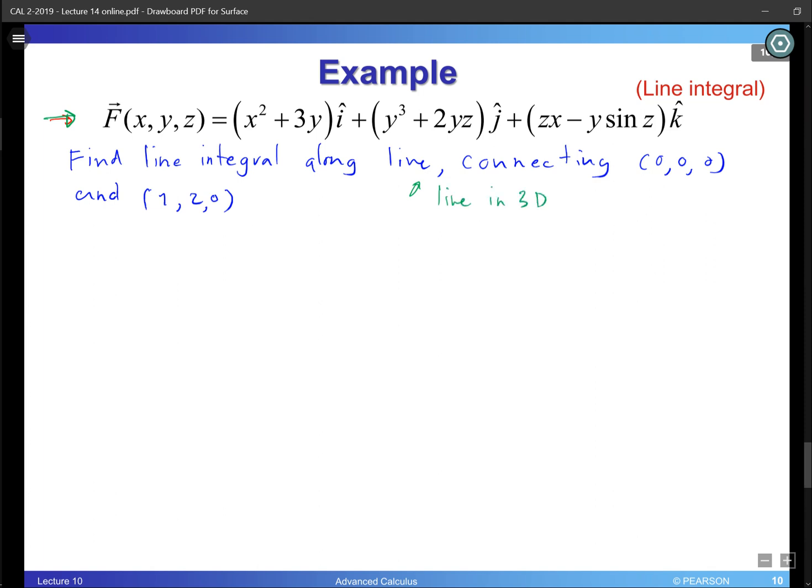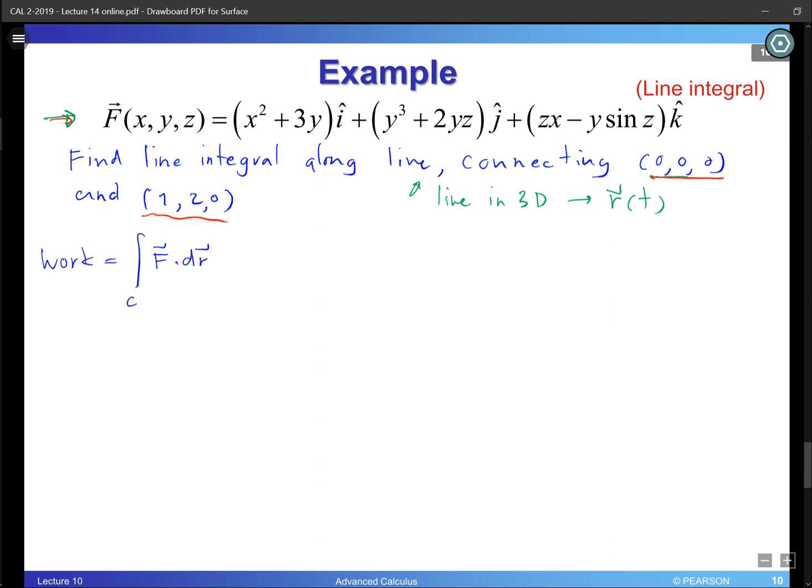I told you before that line in 3D can be represented in terms of parametric function. It can be represented in terms of this r of t, but they don't give you directly here. They give you something else. They give you points. The first starting point and the end point. In order to continue with this, if you remember the formula that we used to calculate the work, so the work done is equal to the integration along the curve of vector field dot dr.